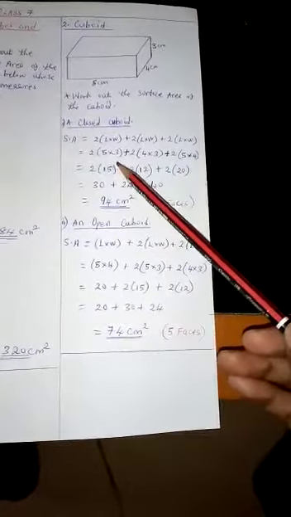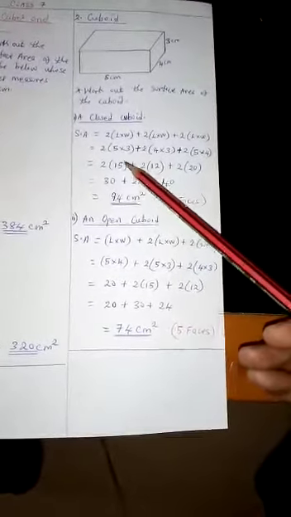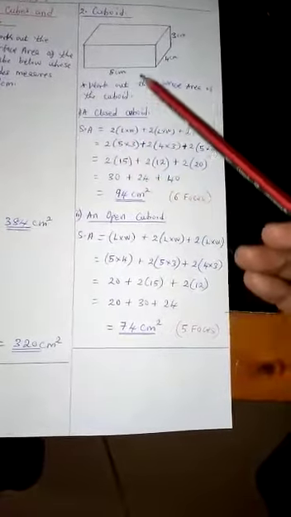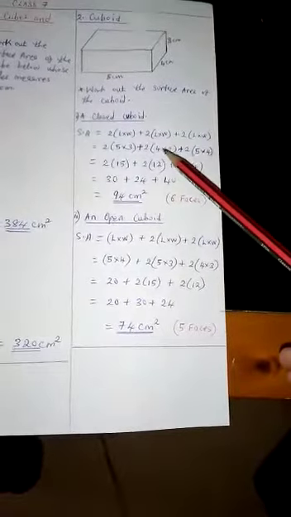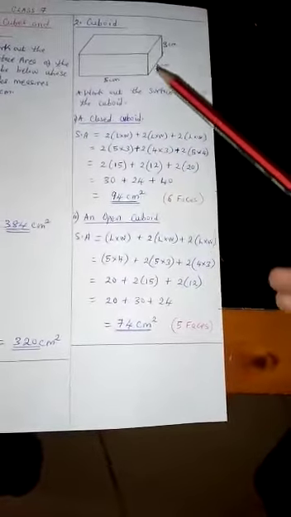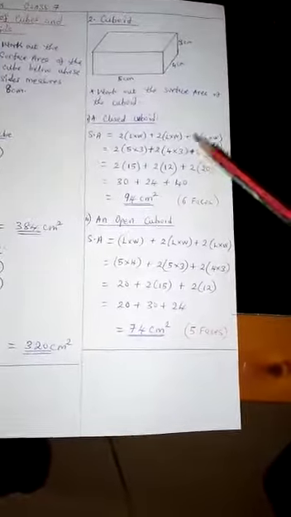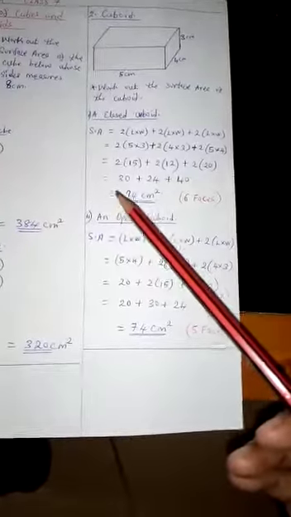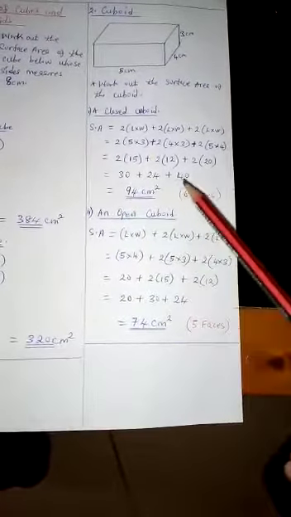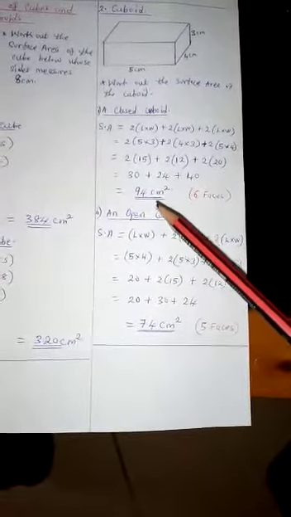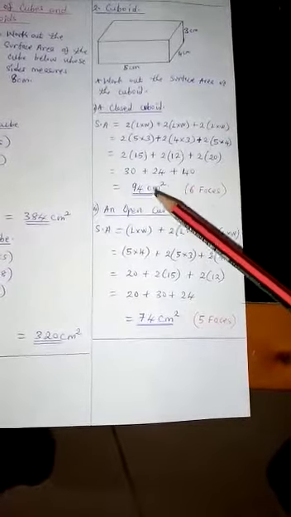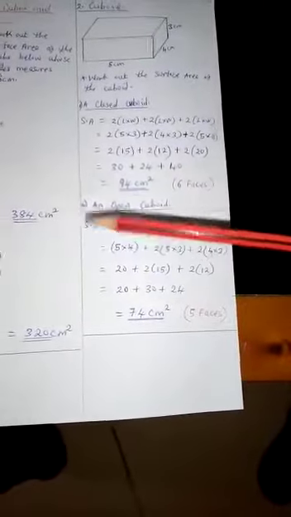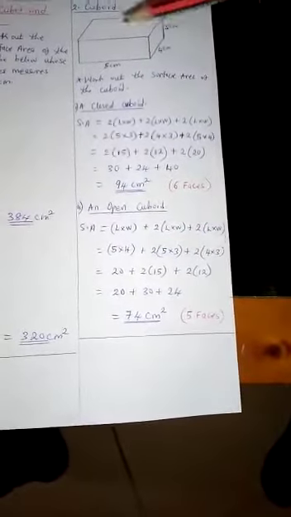So you substitute the dimensions in your question. For example, this is now 5 times 3 multiplied by 2. This is the front face times 2. This is the side face multiplied by 2. And then we have the bottom multiplied by 2. Then open your brackets carefully and you have your answers for those faces, and then add those answers to get 94 centimeters squared. Those are 6 faces. If it is an open cuboid, we have to minus 1 face, and mostly it is the top because the top is open.